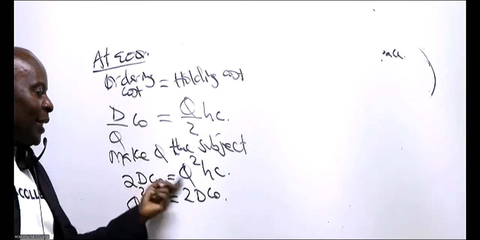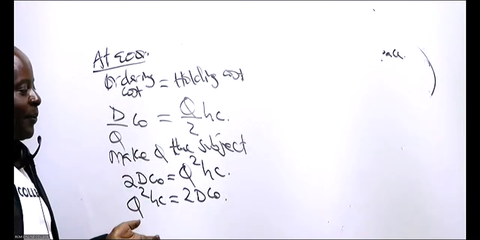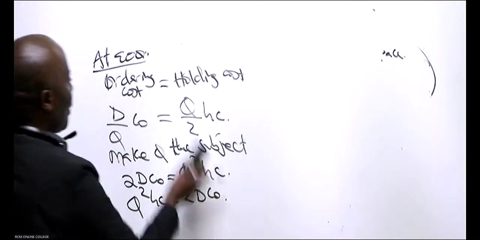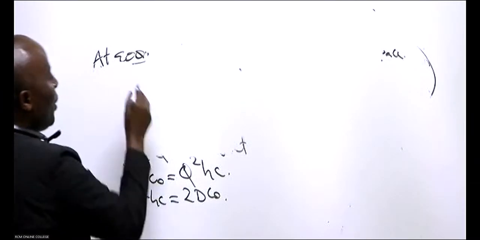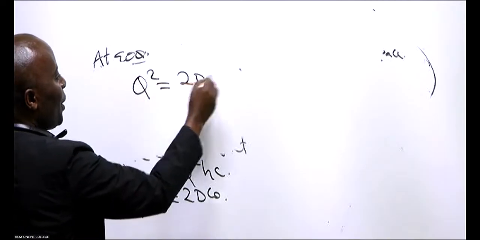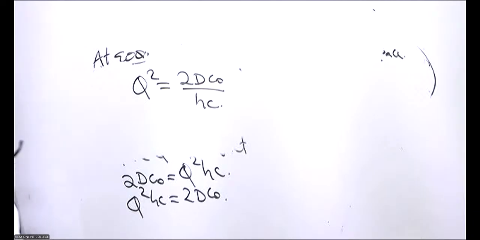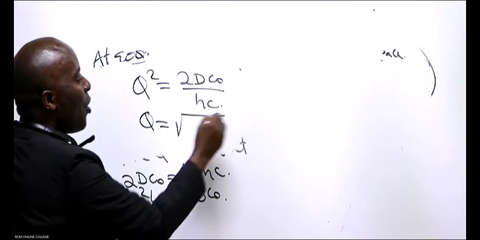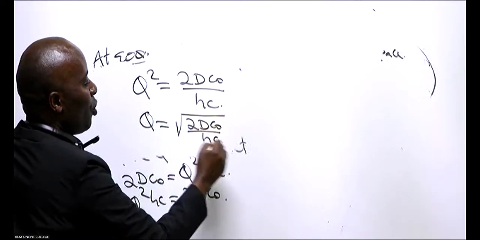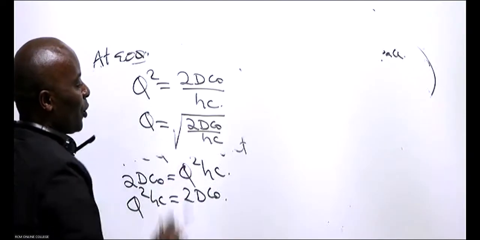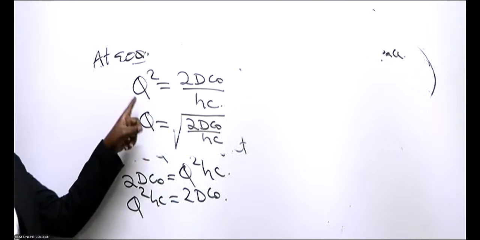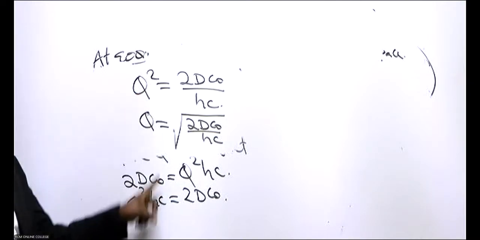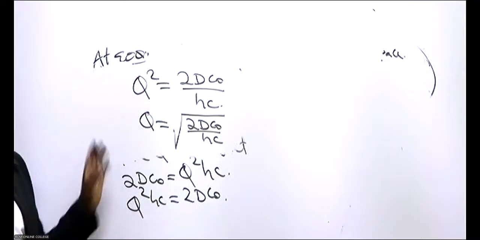Because even if I was to introduce a minus, it will be here and the other side will be cancelled. So I want to be left with Q alone. What should I do? I will say Q squared equals 2 DCO over who? Over HC. Meaning that Q will be the square root of 2 DCO over HC. Is that okay? Because you see, this is Q squared, so when it goes to the other side, it becomes square root.